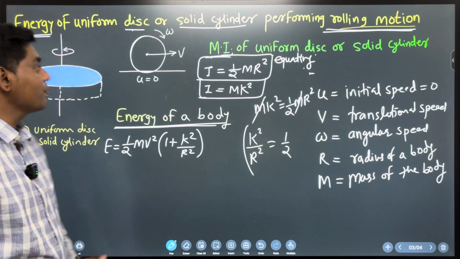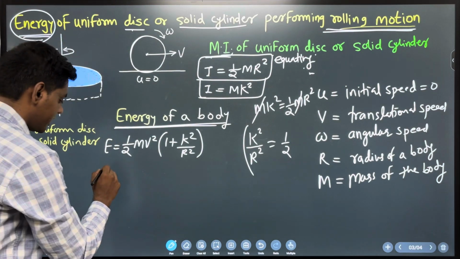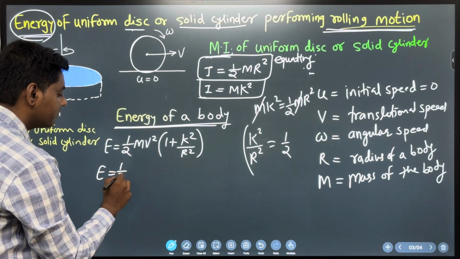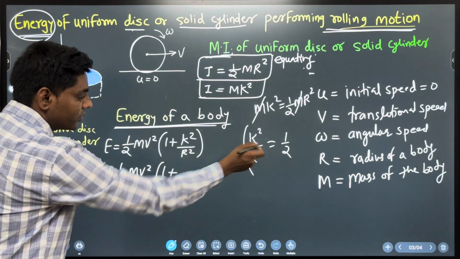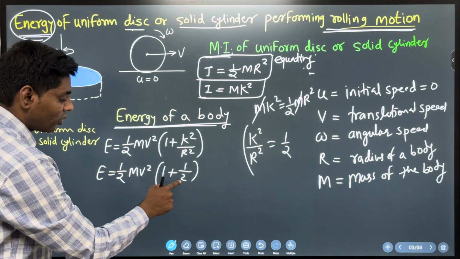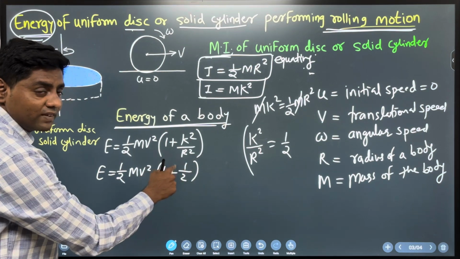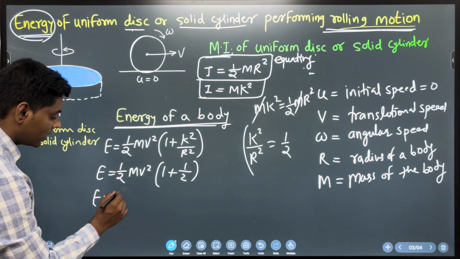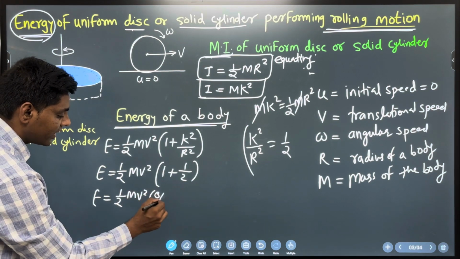So now we get the energy of uniform disk or solid cylinder. So let's we start. Equal to half, अच्छे से इसको राइटिंग करना है, half mv square 1 plus, substitute the value 1 by 2. Take the cross multiplication. What we get the cross multiplication? 2 ones are 2, 2 plus 1, that is 3, 3 by 2. So what we get? Equal to half mv square into 3 divided by 2.